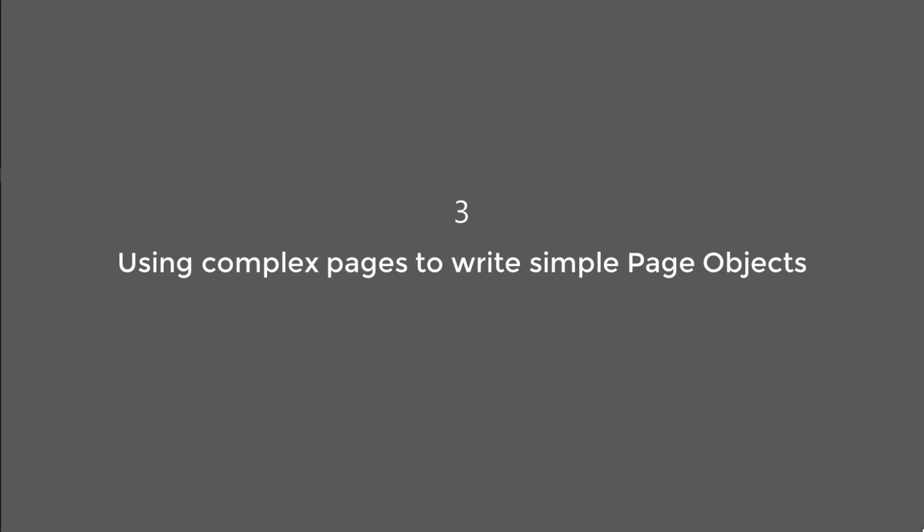And third, we're going to learn how to use complex pages to write simple page objects, because there are going to be times, and there are going to be a lot of times, when you're going to have a complicated HTML page. And so your page object that you use to abstract out that HTML page is going to become extremely complicated, convoluted, and hard to maintain. So you're going to need to know how to write simple page objects for those complicated HTML pages.